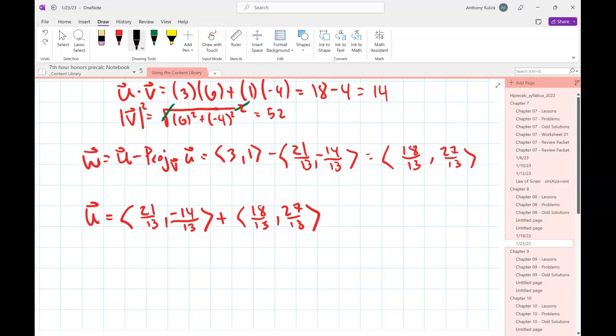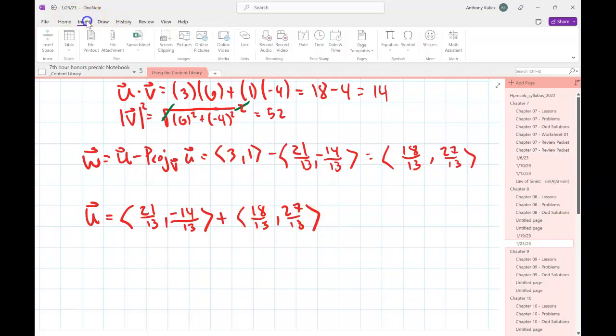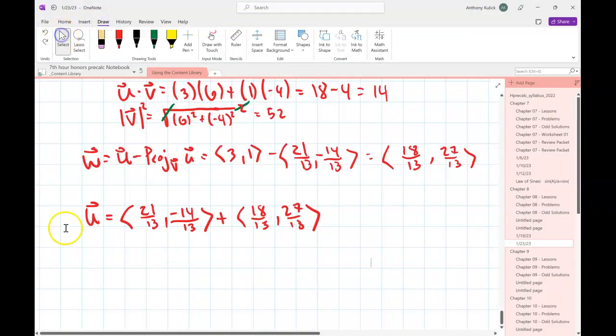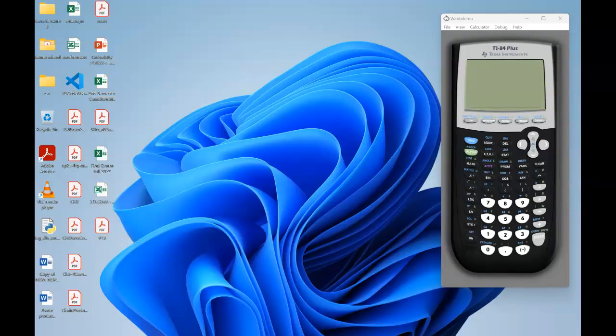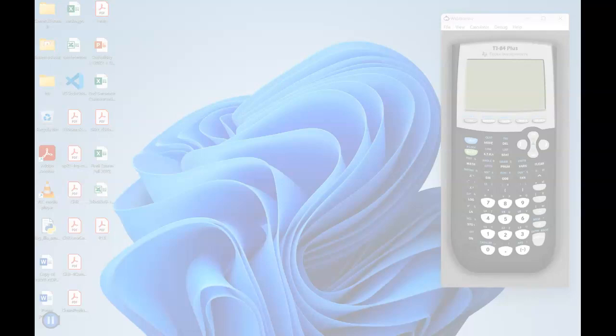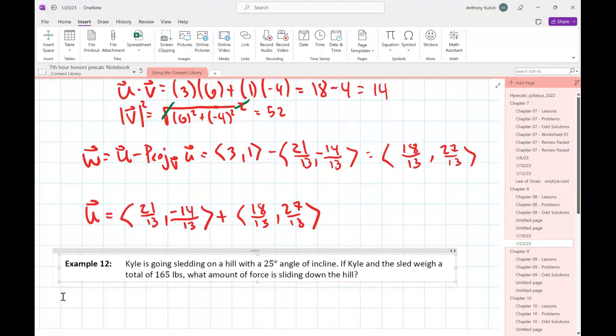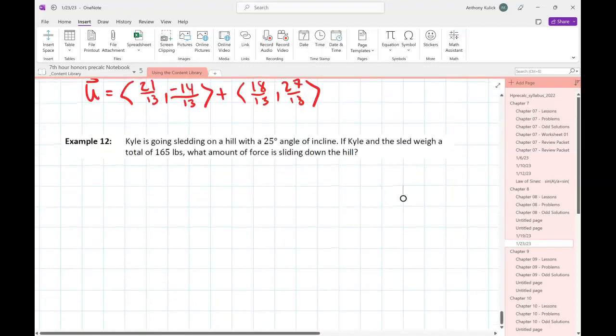So this new operation of projections is going to come in handy to do the following kinds of story problems. How many of us are currently in a physics class or have taken a physics class? Handful of us. This kind of problem should sound quite familiar.